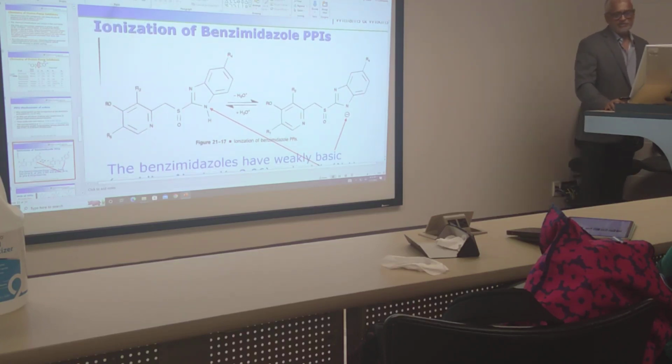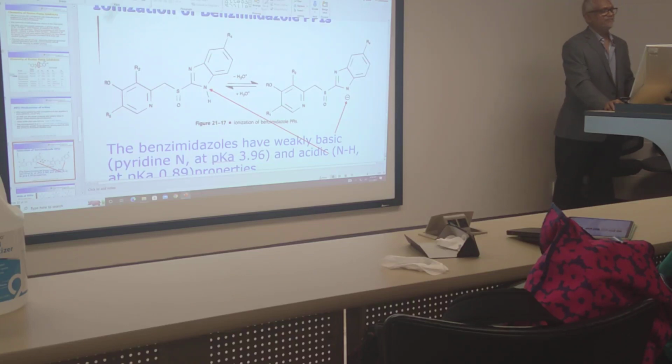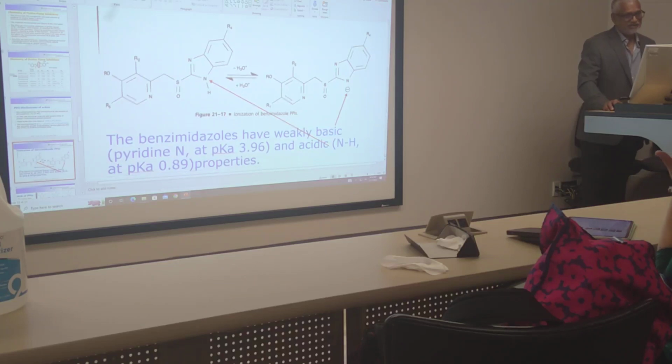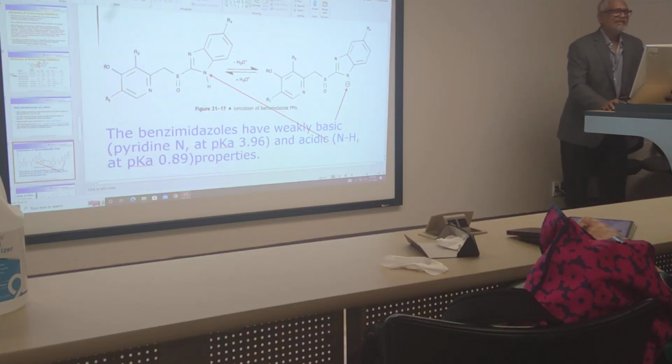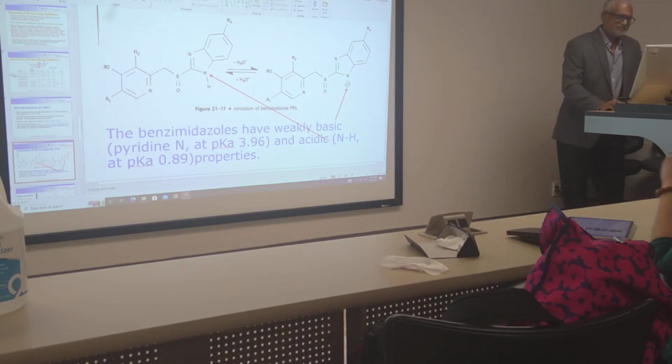Ionization of benzimidazole PPIs depends on the acidity in the medium. So here is the imidazole ring. The nitrogen here will be in the NH form, unionized, at pHs like 0.89. So a highly acidic medium will keep this as NH. The moment pH goes up, it is still at 3.96, it's still an acidic pH. It has a weak base property. It will lose its proton.